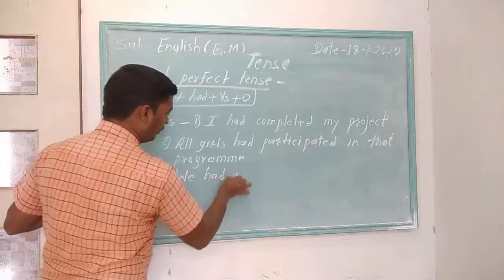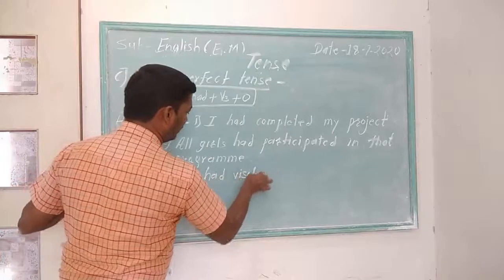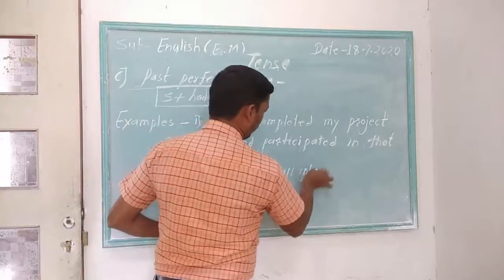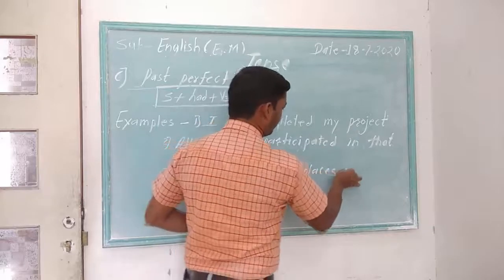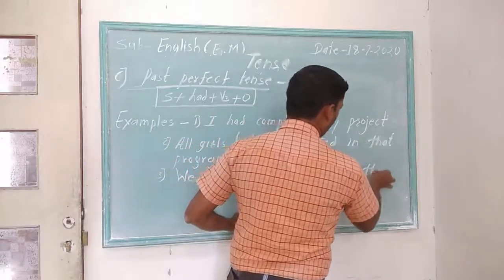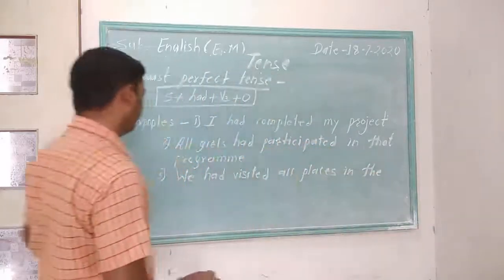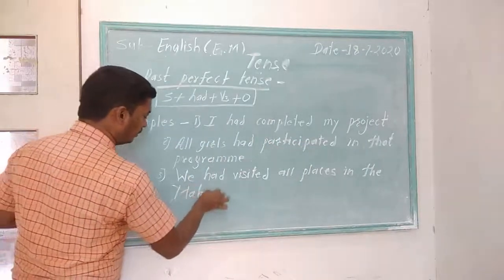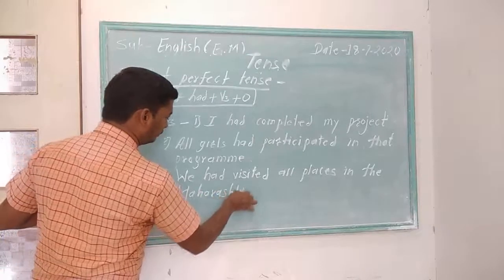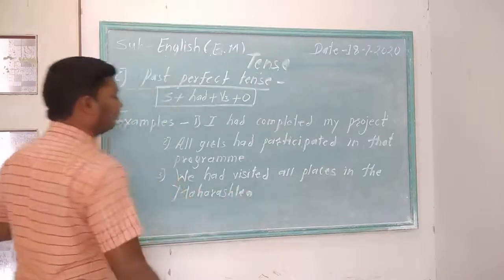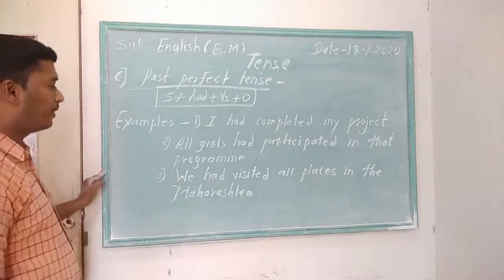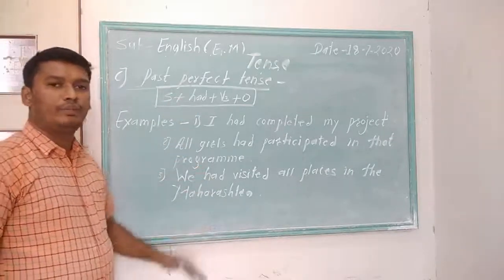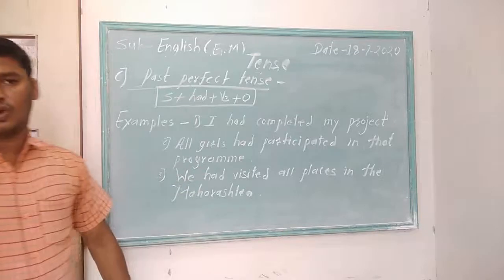We have visited all places in the Maharashtra. These are the examples of past perfect. Write these examples and prepare 4 examples of your own.